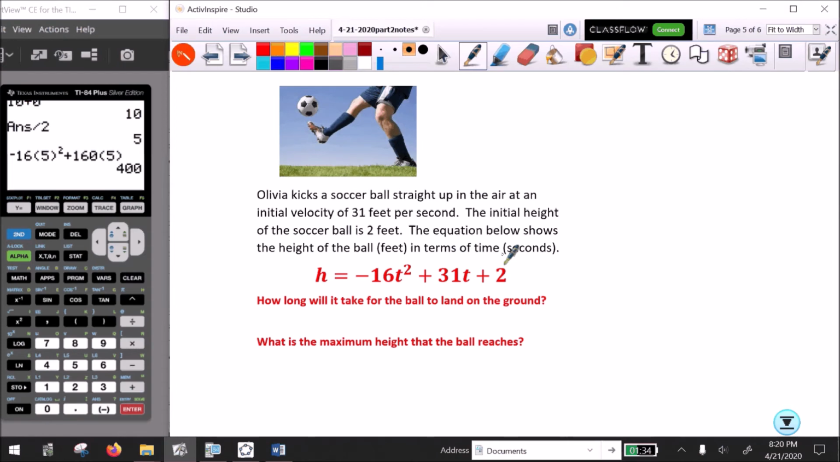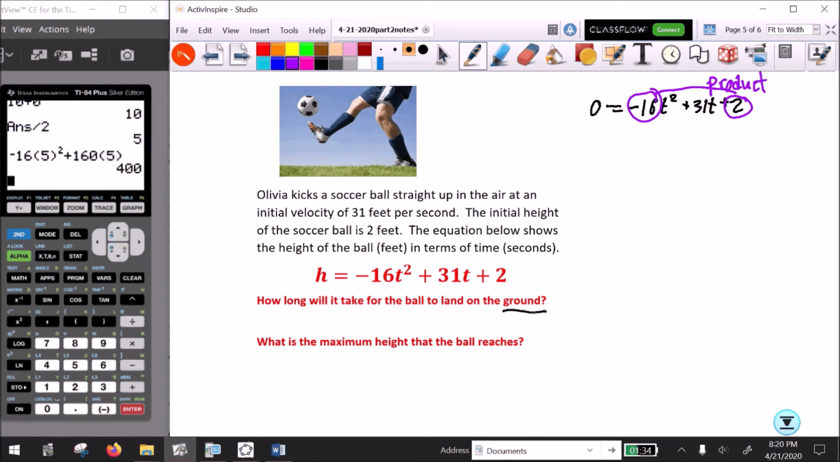So first, to determine how long it takes to hit the ground, we have to understand that the height of the ground is equal to 0 feet. So we're just going to replace our height, h, with 0. And then we're going to factor this. Since the leading coefficient here is not 1, it's a number other than 1, we're going to use the grouping method.